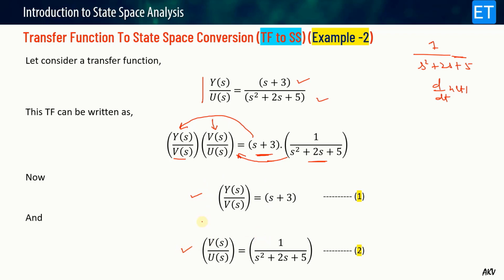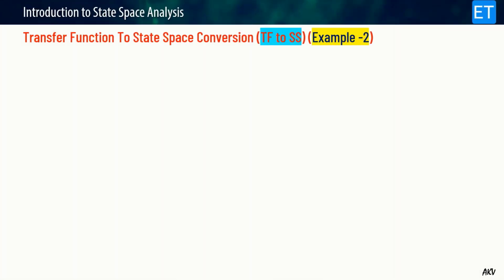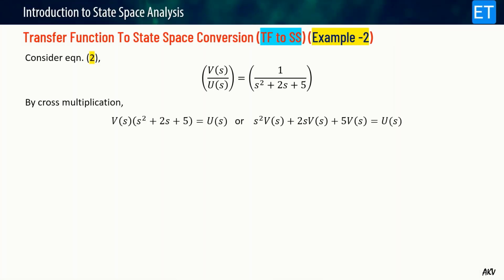So now you can understand why I have done this. If you see this second equation, here you are getting U(s) and you are getting 1 here, which is similar to your previous example. So now if you do the cross multiplication, you will not get any d by dt term of input. That's why this separation is done. So now consider the second part and do the cross multiplication, and take Laplace inverse. So s square V(s) means v double dot, 2sV(s) means 2v dot, plus 5v equal to u. So this is a simple differential equation, and from this you can get your state model in a similar way to what you did in the previous example.